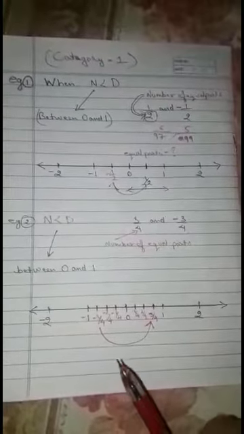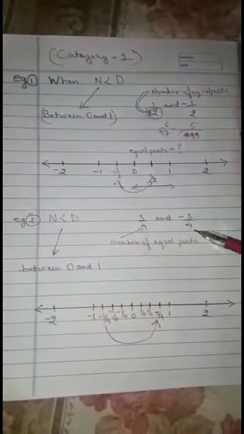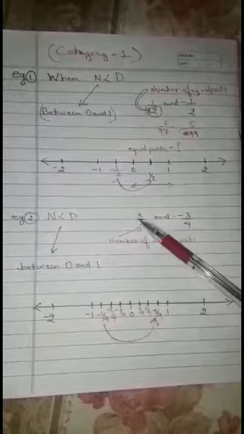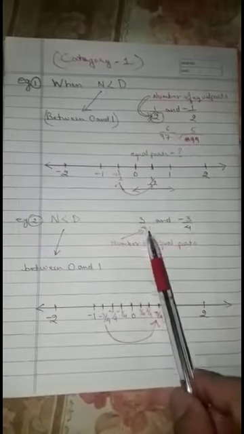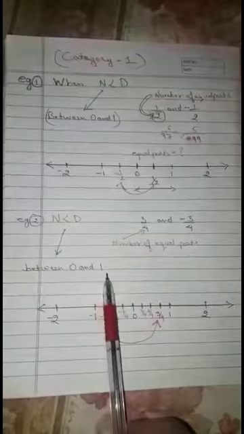Now let us move on to another example. Here we'll plot 3 upon 4 and minus 3 upon 4 on the number line. Let's plot 3 upon 4 on the number line first. Now we'll use the same procedure. We'll draw a number line, and as the numerator is smaller and the denominator is bigger, that means this will also lie between 0 and 1.